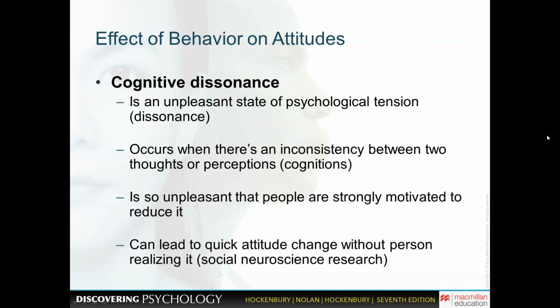But what is interesting here from the psychological perspective is that cognitive dissonance can lead us to quickly adjust our attitudes without even realizing it. And you see in parentheses here, I put social neuroscience research, and basically that suggests that cognitive dissonance can lead to attitude change very quickly, perhaps without us even realizing that the process is occurring.